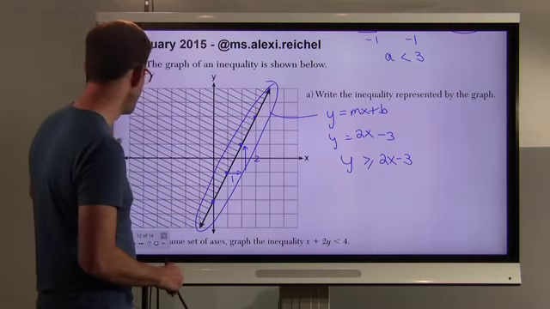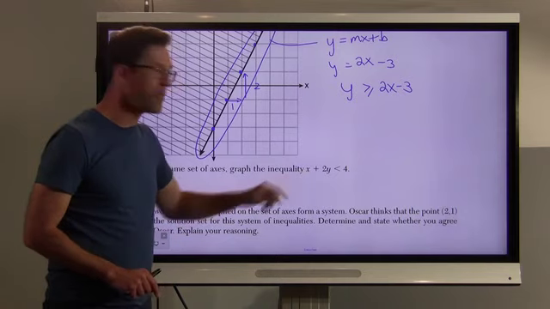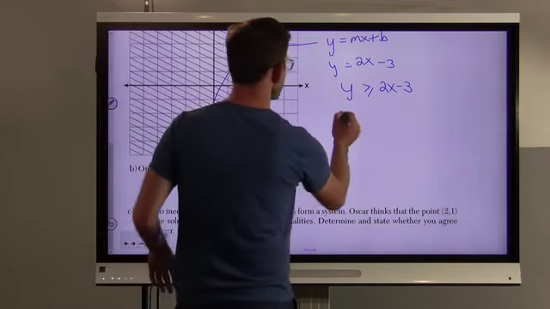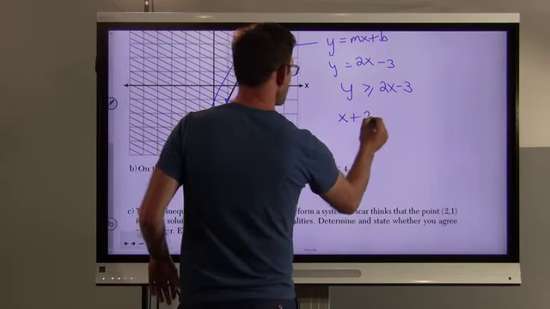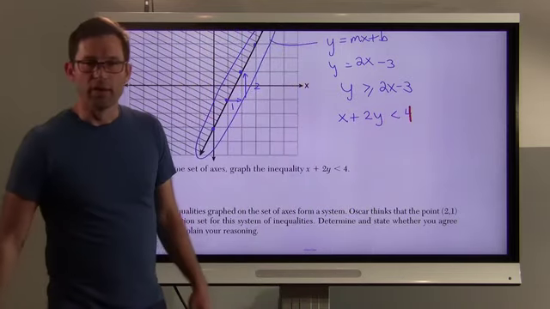Speaking of, letter B, on the same set of axes, graph this inequality. I'm going to write it up here so we can see it a little bit better. x plus 2y is less than 4, with a little red involved.